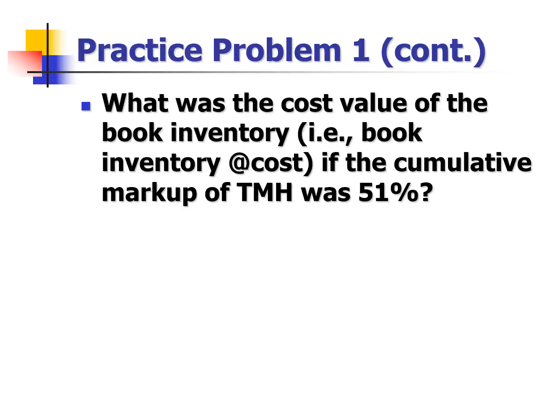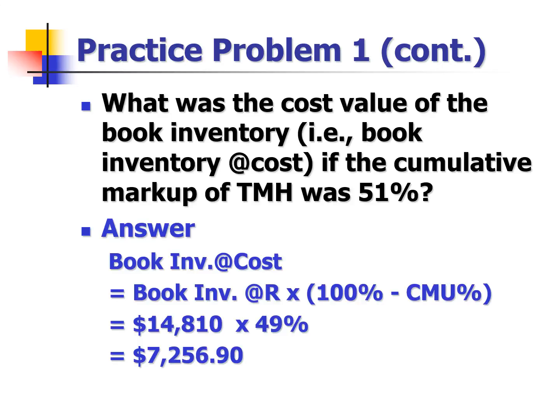Alright, then the problem continues. Given that the book inventory at retail was what we calculated, 14,810, I think, then what was the cost value of the book inventory? Book inventory at cost, if the cumulative markup of the total merchandise handled in this store was 51%. C equals R times 100% minus markup percent. Remember that? Let's calculate this. Let's pause the video.